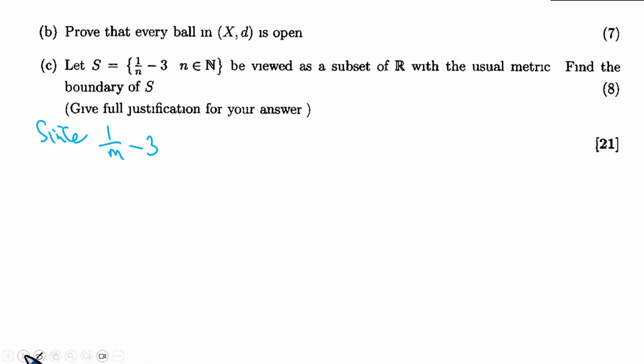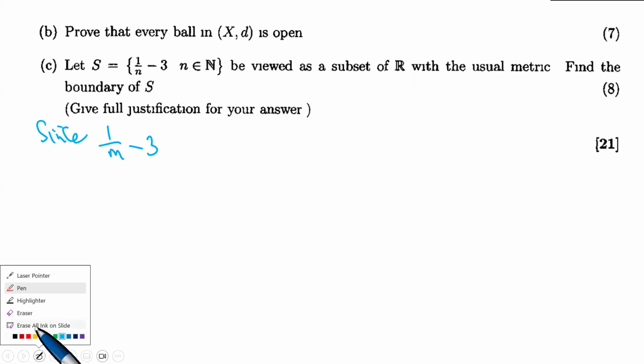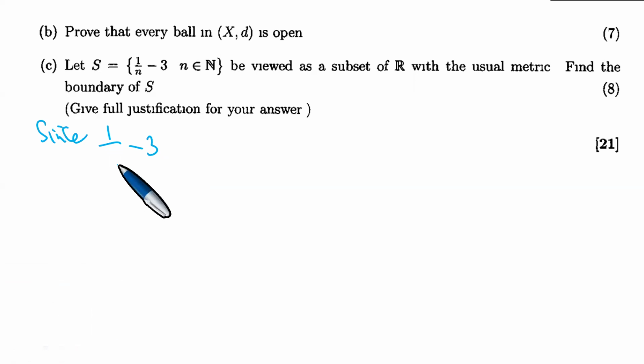let me see what I've said here. For some m in n, I wanted to say since. It was for some m and let's switch back to n. Since 1 over n minus 3, which is this, converges to minus 3 as n approaches infinity.